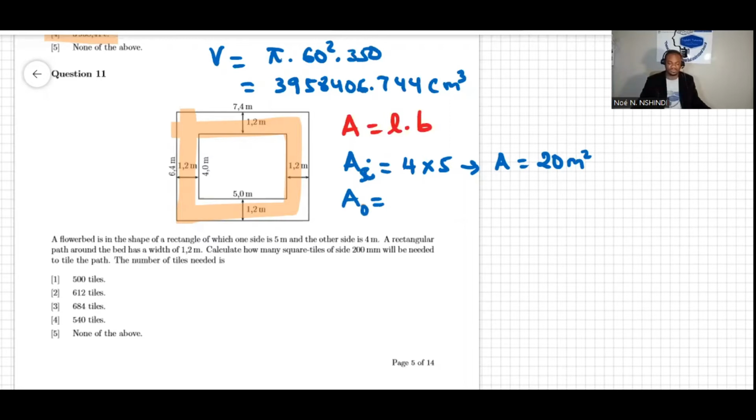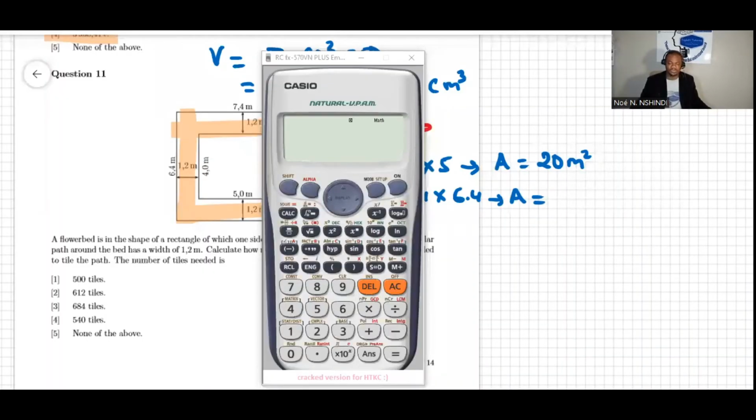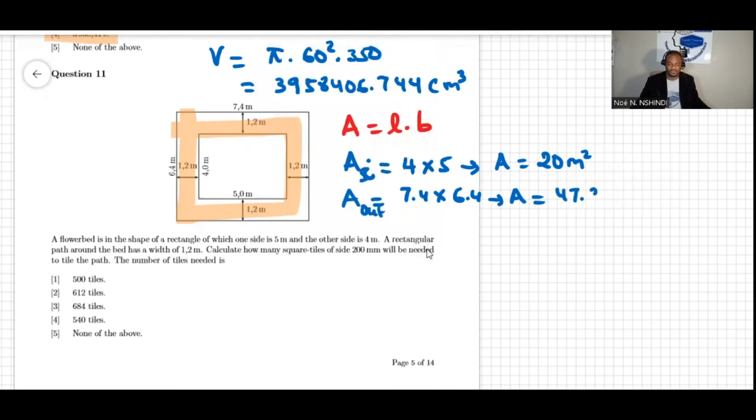Now the area of the other rectangle, the outer rectangle, will be 7.4 times 6.4. Let us use the calculator. That's 7.4 times 6.4, and that's equal to 47.36.